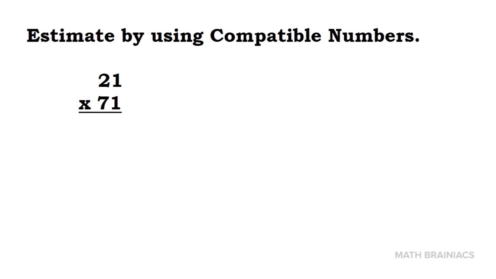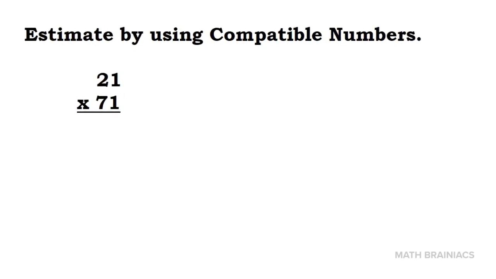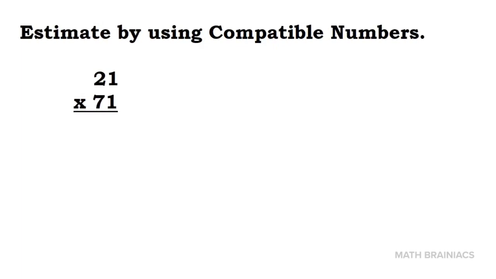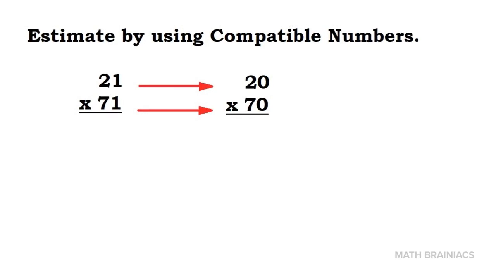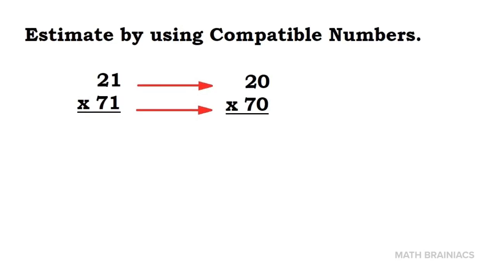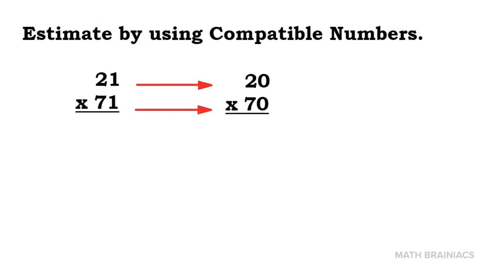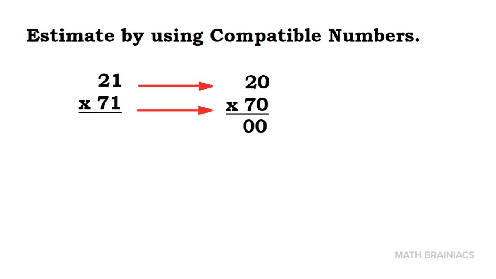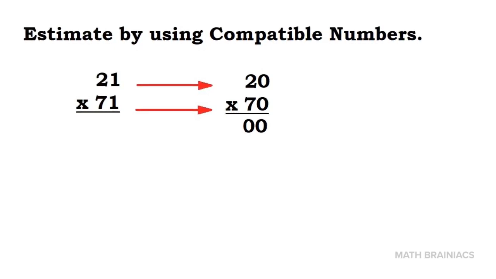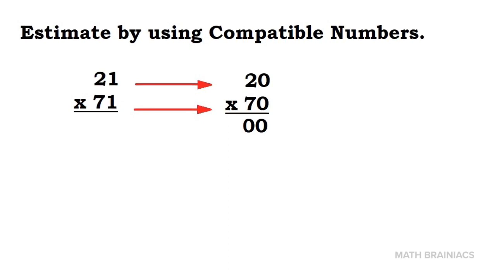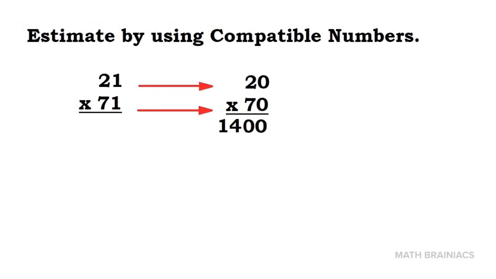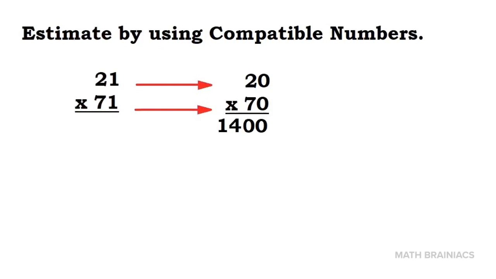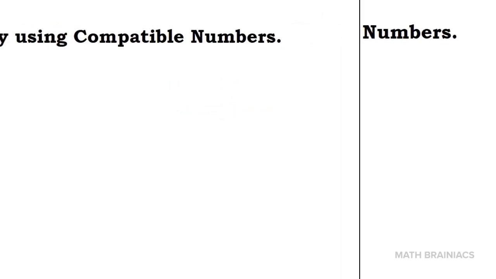Let us work on another example so that you can completely understand the lesson. Estimate by using compatible numbers. 21 times 71. 21 will be rounded off to 20 and 71 will be rounded off to 70. Therefore, we're going to multiply 20 by 70. We have two zeros on the multiplier and multiplicand, therefore we're going to put down the two zeros on the answer. Working on 7 times 2 will give us 14. Therefore, 21 times 71 is about 1,400.